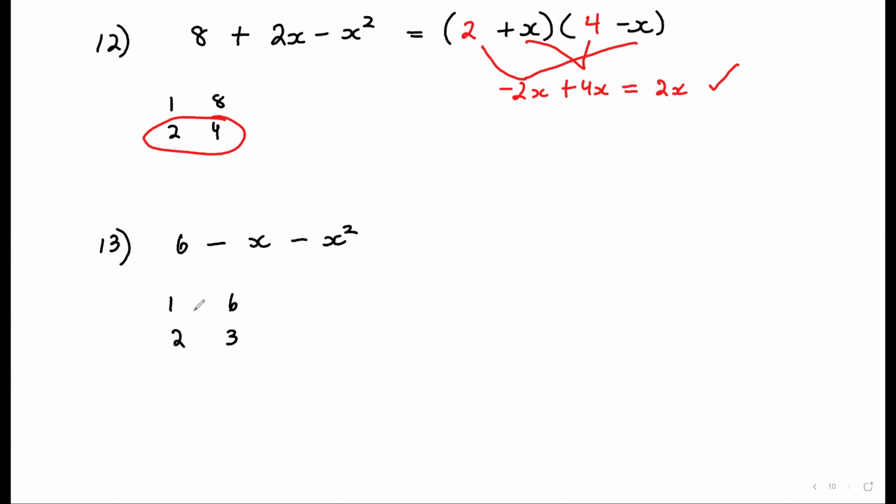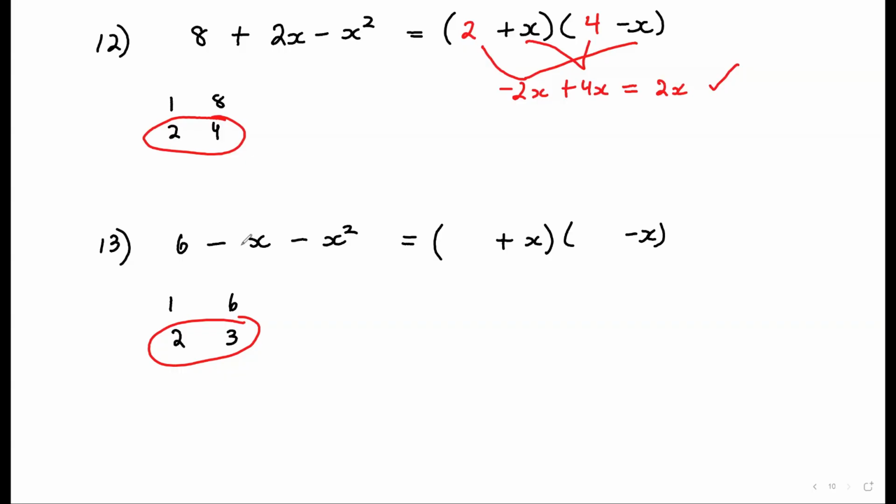So it has to be 2 and 3. Okay, so let's see. It would be my brackets. I know that one of them has to be plus and the other one has to be minus. So to get negative 1, it would have to be 2 minus 3, right? Because 2 minus 3 is negative 1. 3 minus 2 is not negative 1.